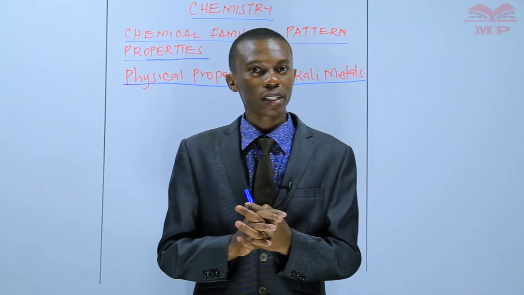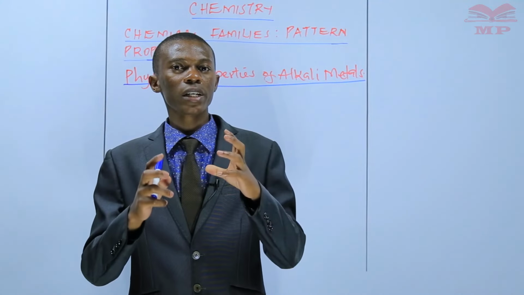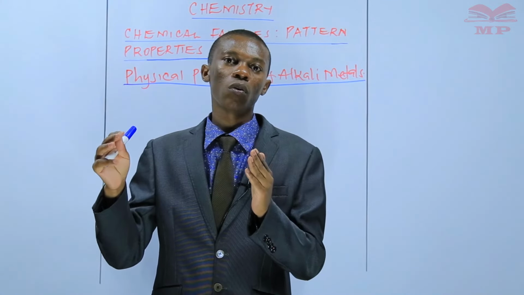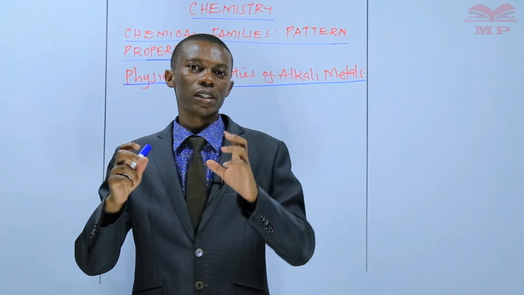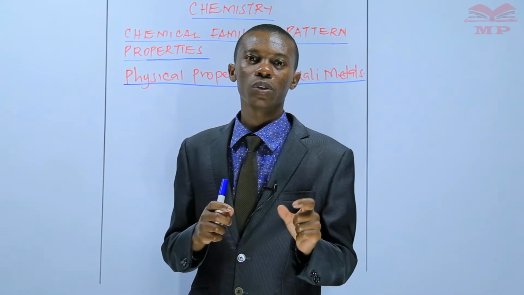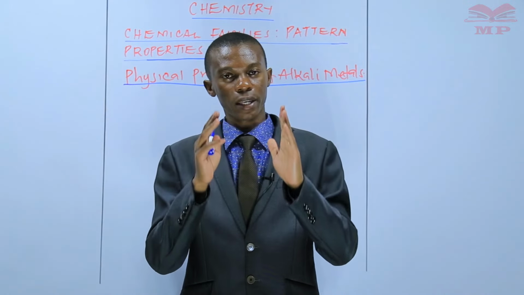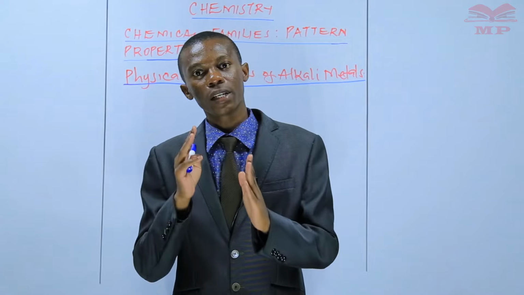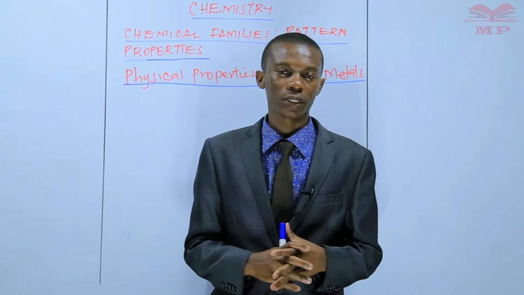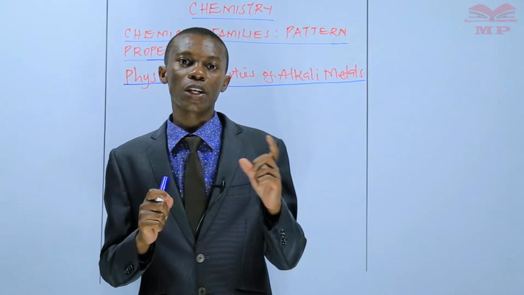Secondly, the ionic radius, we said it also increases down the group. Ionic radius is the radius from the center of the nucleus to the outermost energy level of an ion. This is after loss of electrons, because alkali metals form ions by losing one electron from their outermost energy level. Therefore, the ionic radius also increases down the group, because down the group there is also an additional energy level occupied by the electrons.